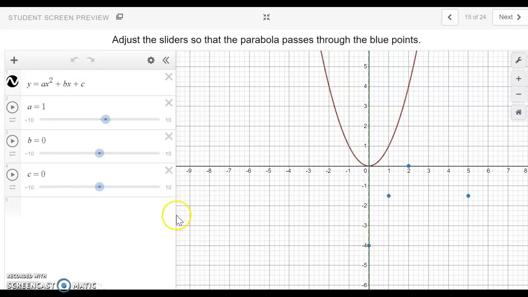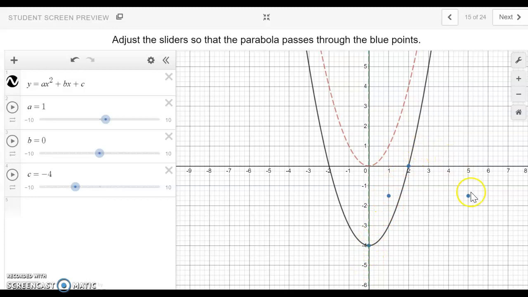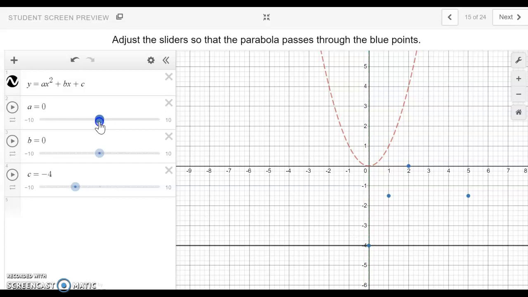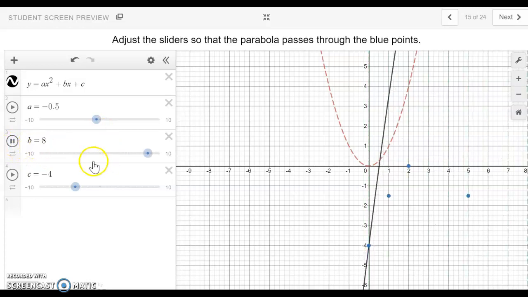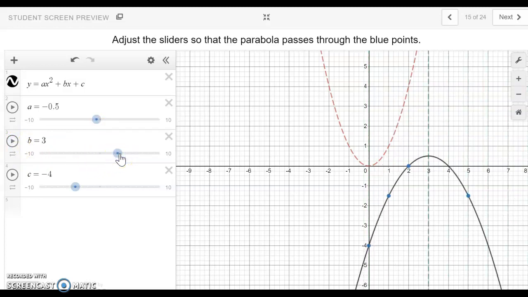So for this example, our C is at -4. I'm going to go ahead and drag my slider to -4. And I'm looking at my points, and to me, they look like they go up and then down. So I know my coefficient of A should be negative. So I'm going to just do that. And then I'm going to play my slider for B and see if I can make it stop where I want it. And there you go. This looks like it. My axis of symmetry goes through the x-axis right at 3.